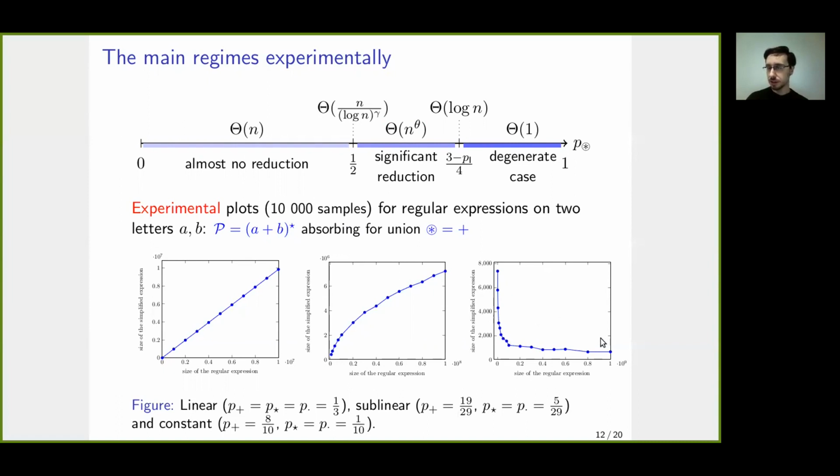Finally, in the last case here, we are in the degenerate case. And you see that the probability of the absorbing operator is 8/10, which is, of course, more than 3/4, which is necessarily here.